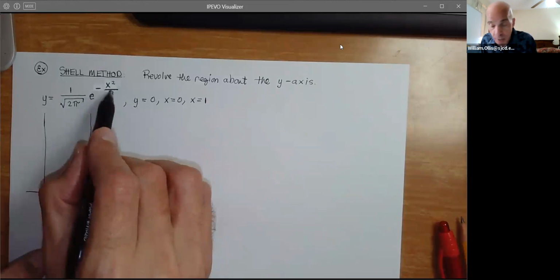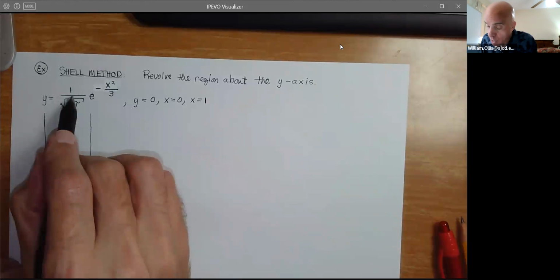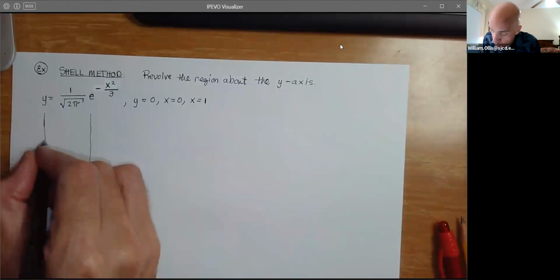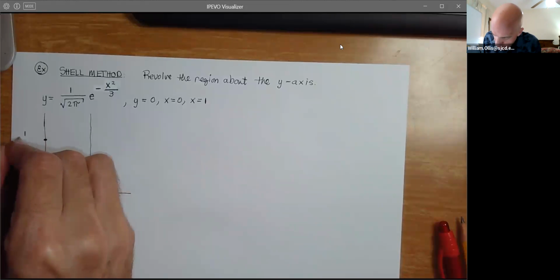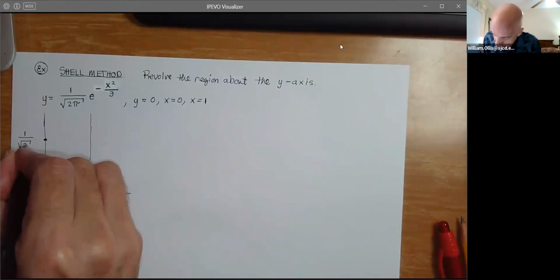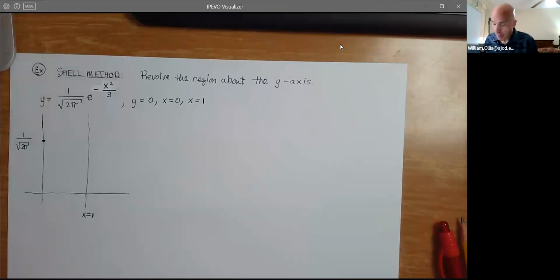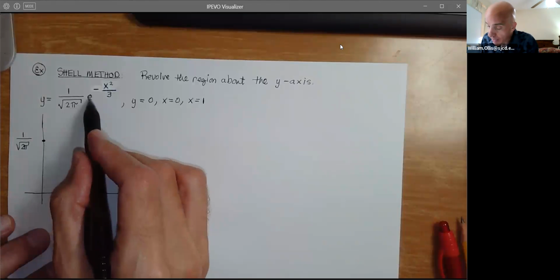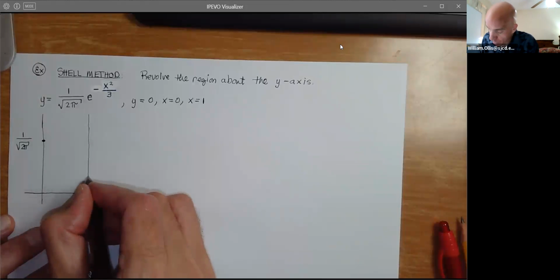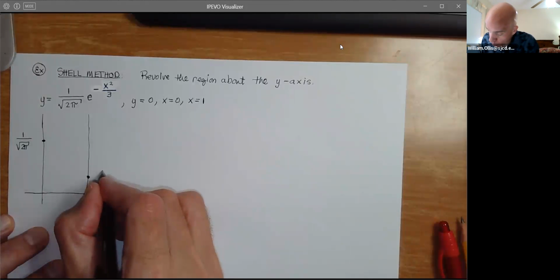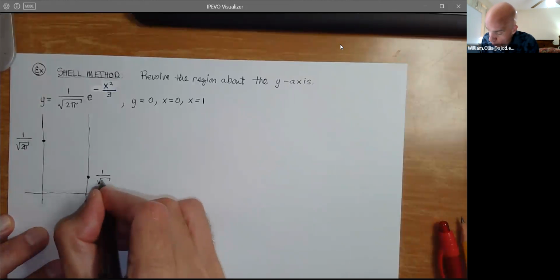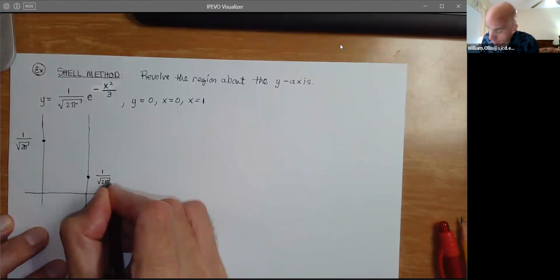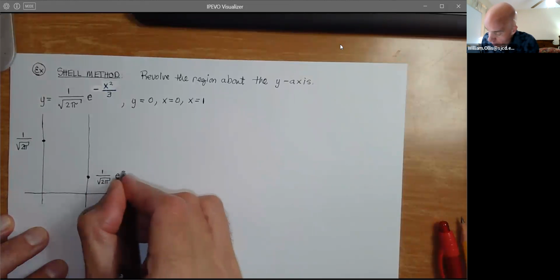So now, notice, let's spread this out a little bit. We'll put our 1 here, x equals 1. Now if we consider 0 here, we get e to the 0, which by definition is 1. So we get 1 over the square root of 2 pi right there. And then at 1, we get 1 over the square root of 2 pi e to the negative 1/3. So that's going to be lower. I'm just writing the ordinate here.